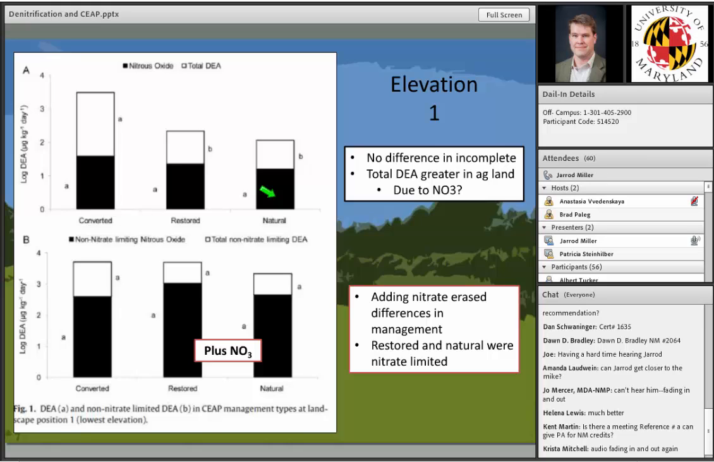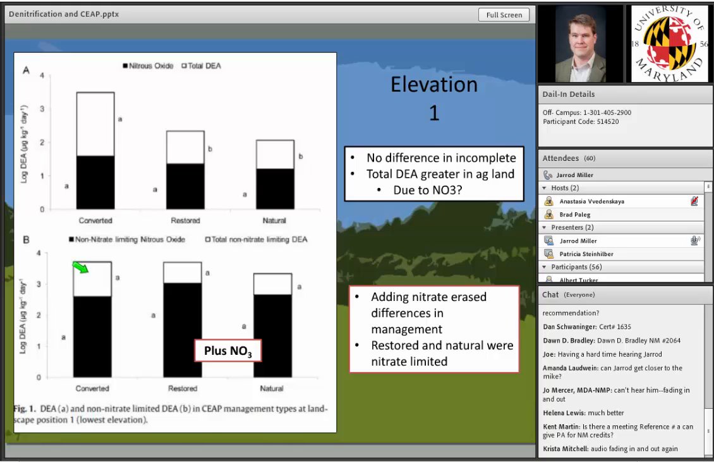And if you remember, the converted had the highest nitrate. So you're actually seeing more DEA in this site, even though the converted is probably drier than the natural. There's more DEA going because there's more nitrate available. When you add nitrate to these soils, it flattens out. Everything becomes equal. So by adding nitrate to restored and natural, you actually erase the differences.